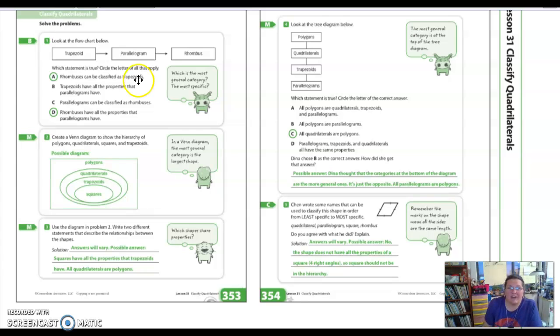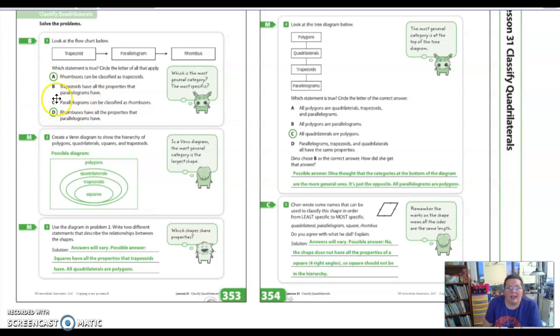Rhombuses can be classified as trapezoids. Yes, because the trapezoid is most general, and remember, we moved to more specific. So as we move toward the specific, everything to the left of the shape, that shape is also considered, but not always to the right of it. So for example, a parallelogram is not a rhombus, but a parallelogram is a trapezoid.